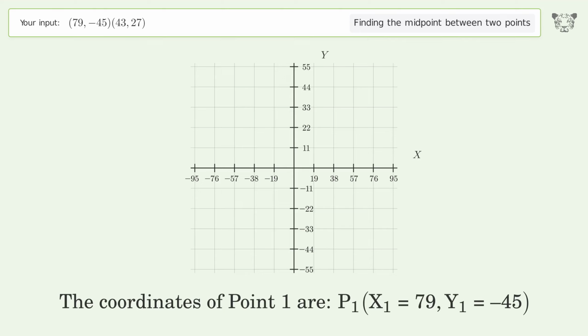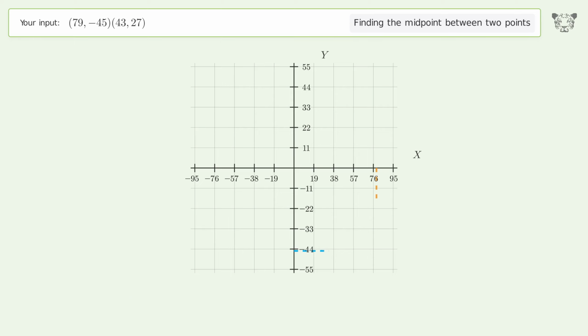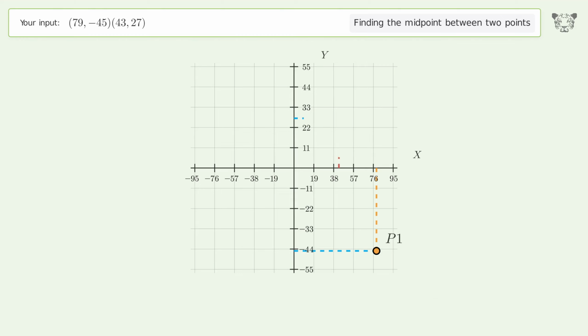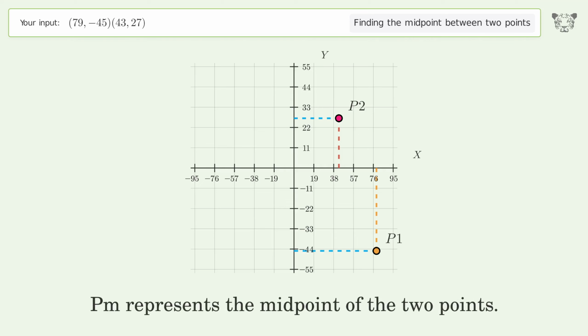The coordinates of point 1 are x1 equals 79, y1 equals -45. The coordinates of point 2 are x2 equals 43, y2 equals 27. PM represents the midpoint of the 2 points.